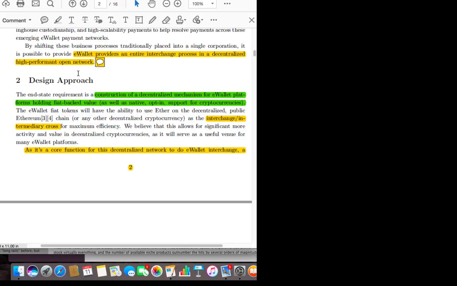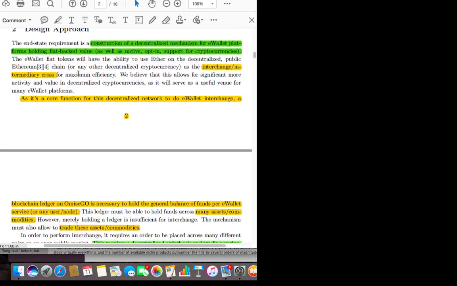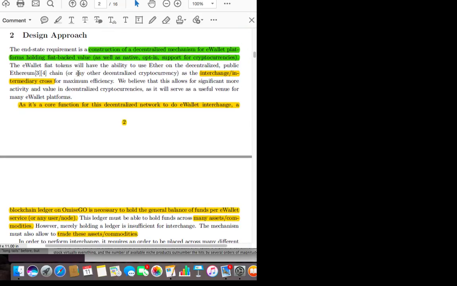That's what it's about. Their design approach succinctly is, and this is all from the white paper, guys, construction of a DEX, a decentralized mechanism for the wallet platforms, okay?